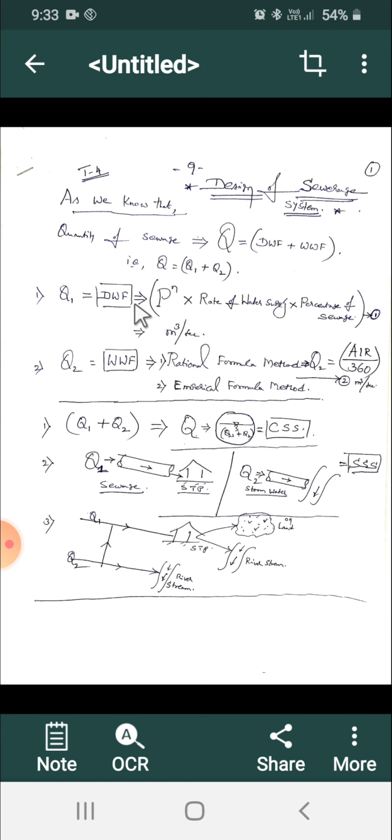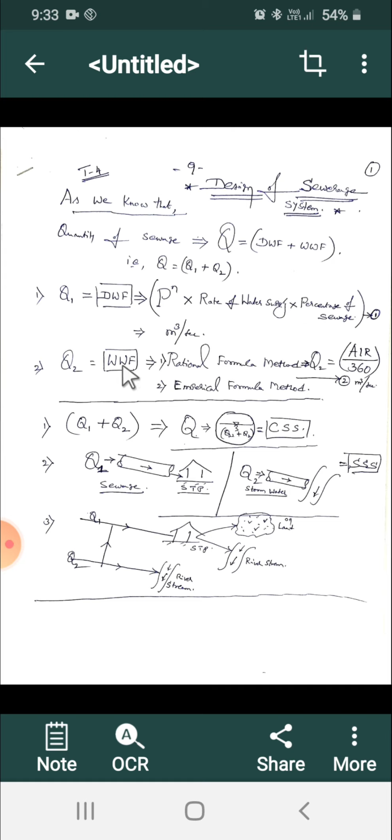Sewage is generated in the society as population times rate of water supply, which is the water supply to the community. But the percentage of sewage generated after supplying water to the society will be a little less than the water supply. That is why we take this percentage of sewage, which is 0.7 to 0.8. We already discussed this, and based on that we solved the problem yesterday.